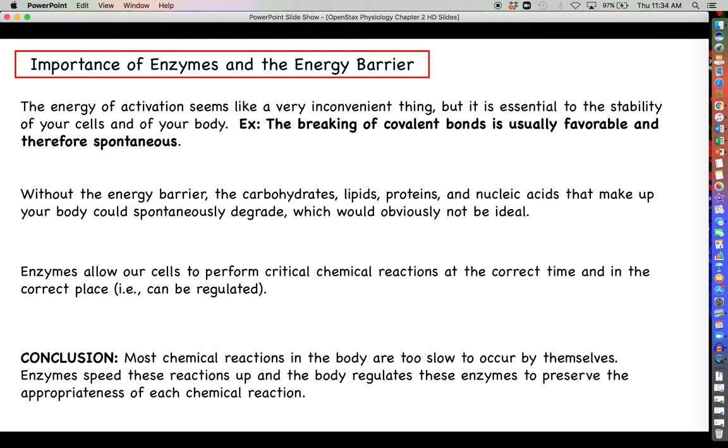So overall from this discussion, our conclusion can be that most chemical reactions in the body are way too slow to occur by themselves. So that's why we have enzymes. They speed up these reactions, and the body can actually regulate those enzymes to make sure that we are catalyzing reactions at the right time and at the right place. As to how we regulate those enzymes, we can talk about that a little bit more in Chapter 3.